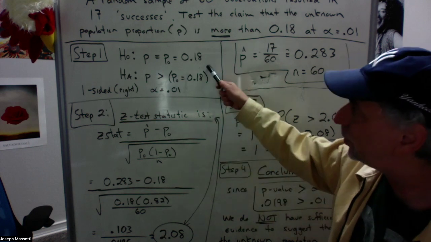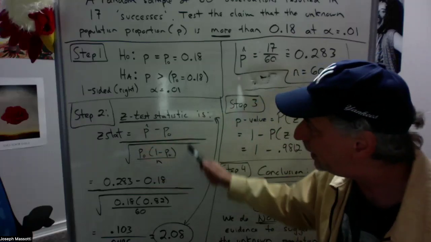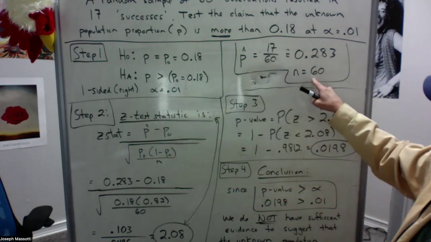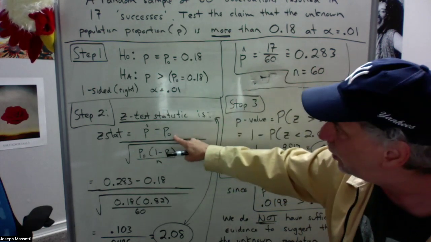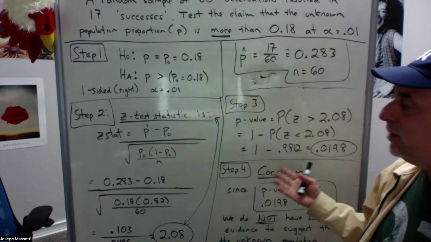Okay? So first step, form the hypothesis. Second step, calculate the z-test statistic. We have the p hat, we have our null hypothesis value, and we have the sample size, and that's all we need.